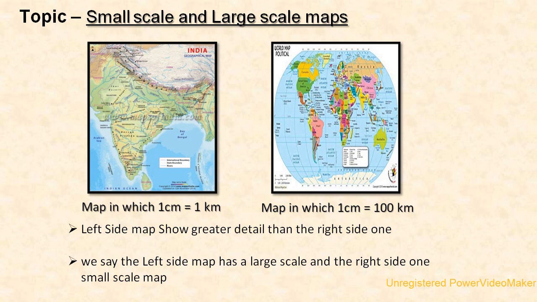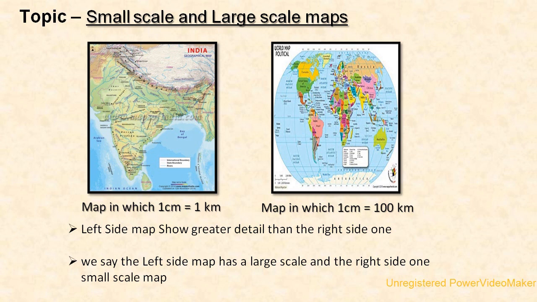Here the topic is small scale and large scale map. In the screen you will find two maps. Both the maps are drawn on the same paper, meaning the size of the paper is the same. In the left side map the scale which is used to draw the map is 1 centimeter is equal to 1 kilometer, and on the right side you will find the scale which is 1 centimeter is equal to 100 kilometers.